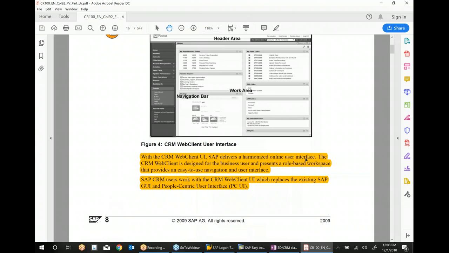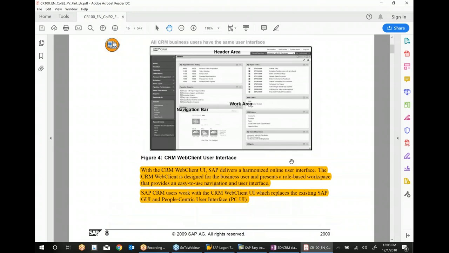The web client user interface delivers a harmonized online user interface. The keyword here is user. Web client is designed for the business user and presents a role-based workspace. The keyword here is role-based. So you can define different roles: sales role, sales manager, sales supervisor, marketing manager, service manager, customer service representative. And for all these different roles, you can define what each role can do.